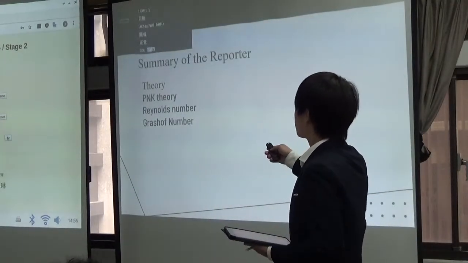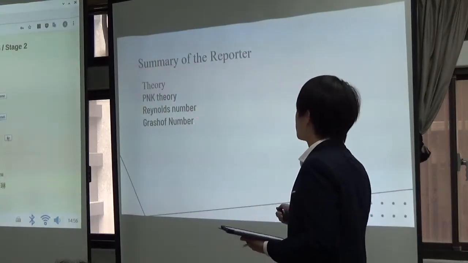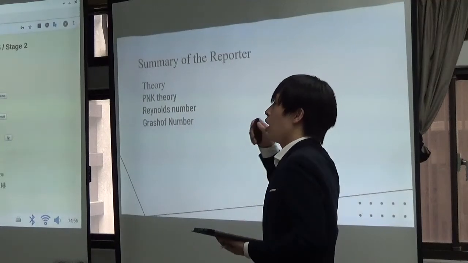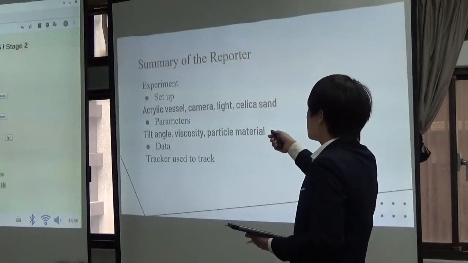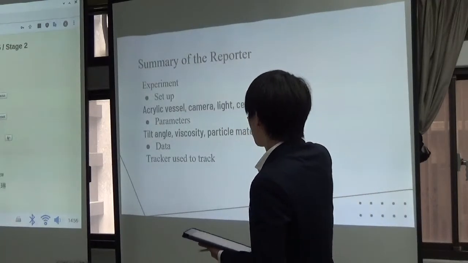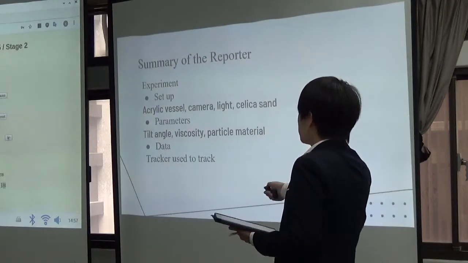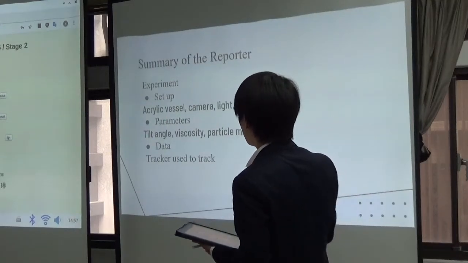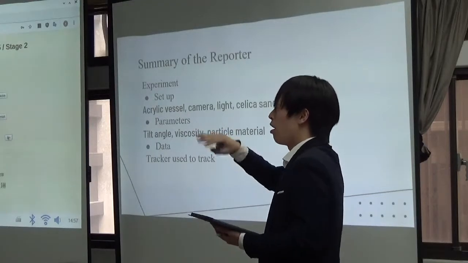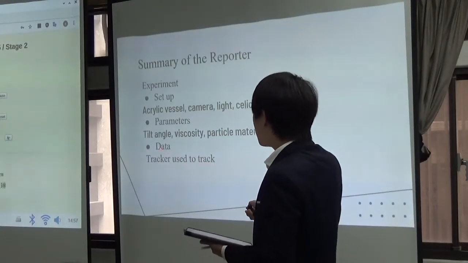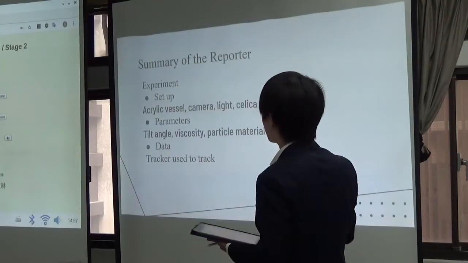Okay, so a brief summary of the reporter. The theory that he uses is PNK theory, and he then uses Reynolds number and Grashof number to correct the insufficiency of PNK theory. For the experiment setup, they use an acrylic vessel, camera, light, and silicon sand. The parameters they chose to change were tilting angle, viscosity, and the material on the upper layer of the entire basin. For data, they use a checker to check the data. More specifically, they check the luminosity.